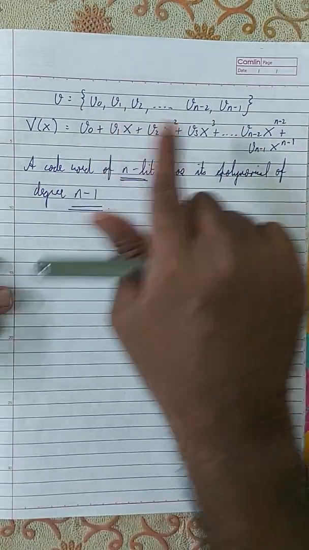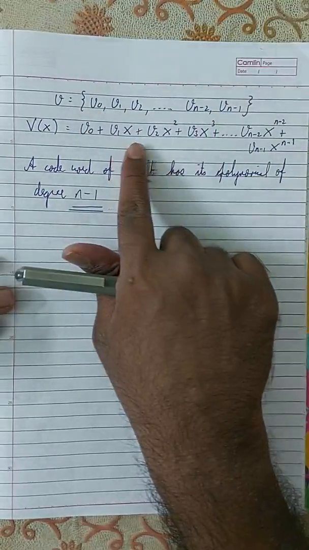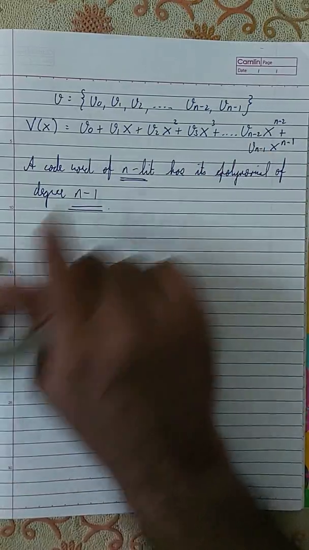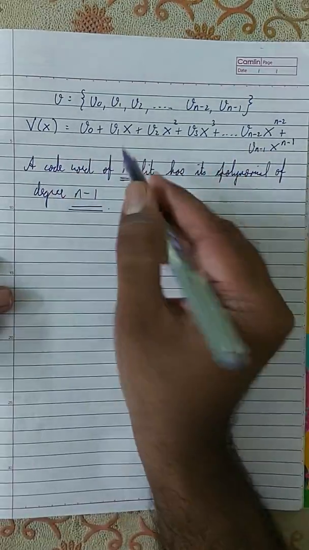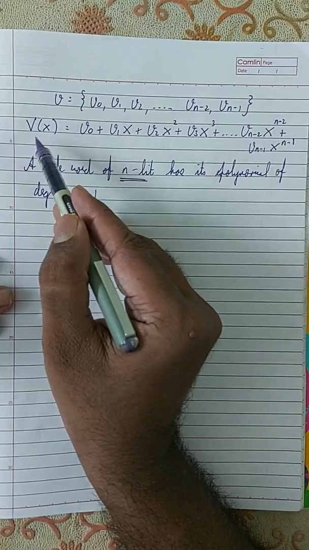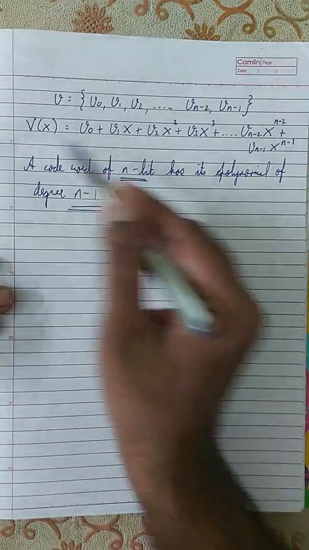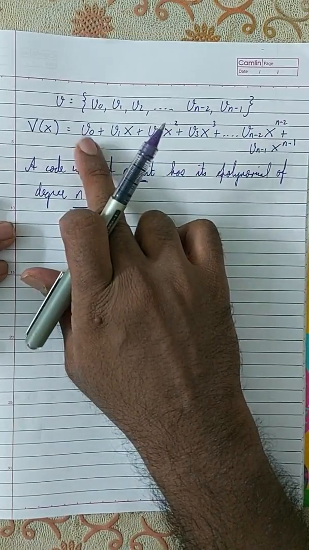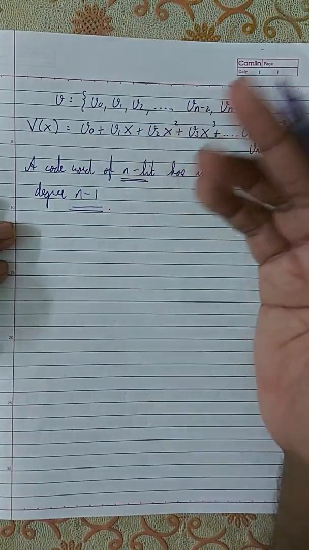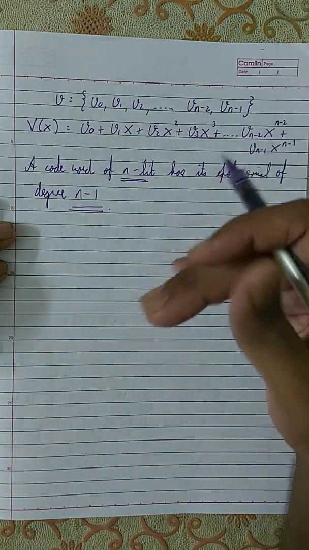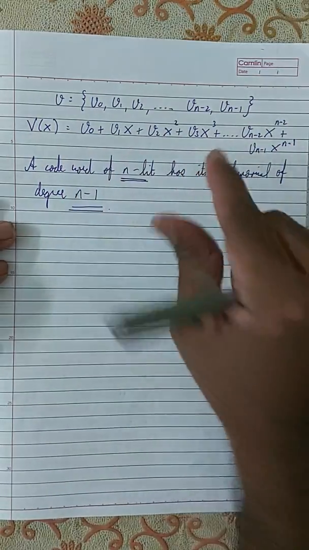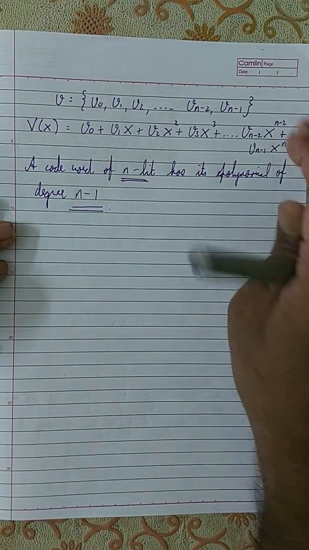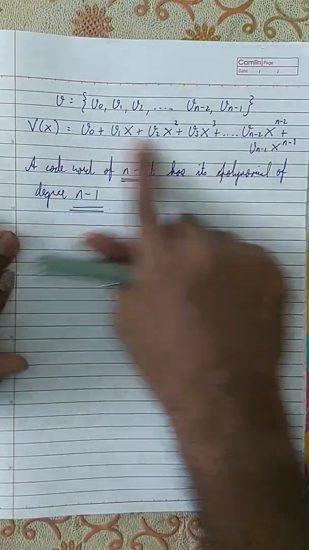So an n-bit code word has an n minus 1 degree polynomial, and it's represented like this. x is the variable. That is why they call it a function of x, v of x, because x is the variable over here. And as usual, the value of v0, v1 can either be 0 or 1. That is, v0, v1, v2 are nothing but binary values. So this is v of x.